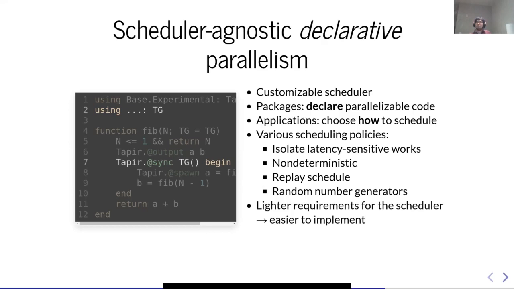There's also an interesting development for supporting process-based parallelism by Diogo Neto. He implemented a proof of concept connecting Tapir and Distributed.jl, and he did it in his student research program. This can be integrated using this customizable scheduler API, which would be interesting.